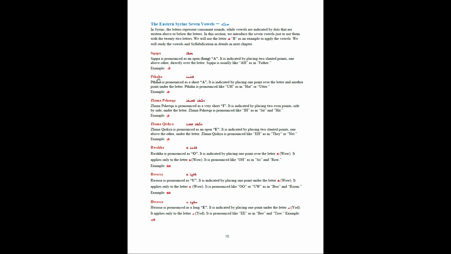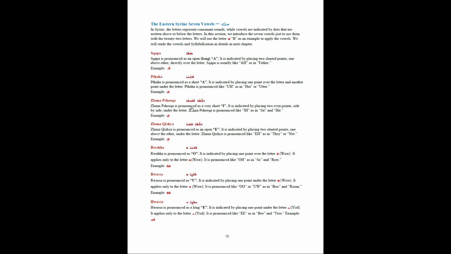Pthaha, the second one, is represented by placing one point over the letter and another point under the letter. Pthaha is pronounced like the A in hot or utter. With the B, it's going to be Ba. Do you see one single dot underneath, one single dot above? So the vowels always are with dots.